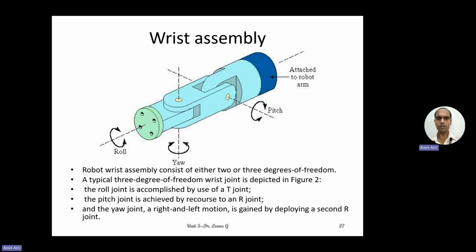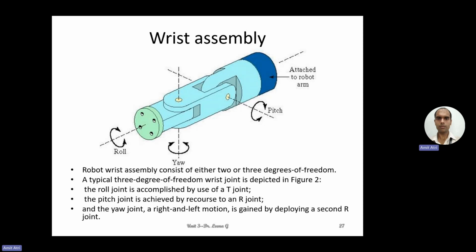Okay, now the last joint there is the wrist assembly. A robot wrist assembly consists of either 2 or 3 degrees of freedom, because this is similar to the fingers, the wrist joint and the fingers attached there. The end effector of the robot is attached here to the wrist assembly. The base here, the dark blue colored base, is attached to the robot arm. Then the first joint or first axis, then the second axis, the third axis. So three axes are there, and each one of them can give a revolving type of motion.